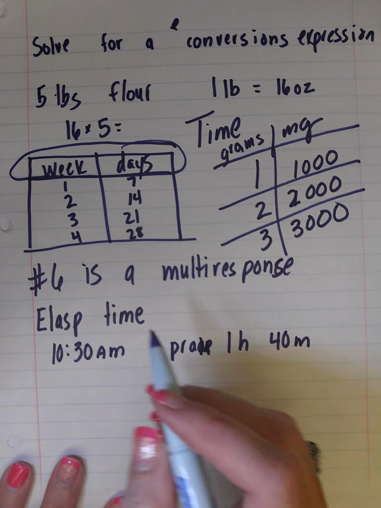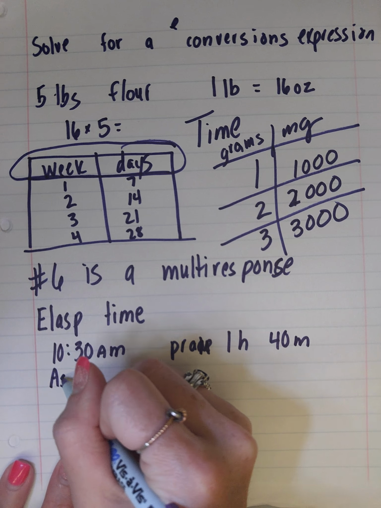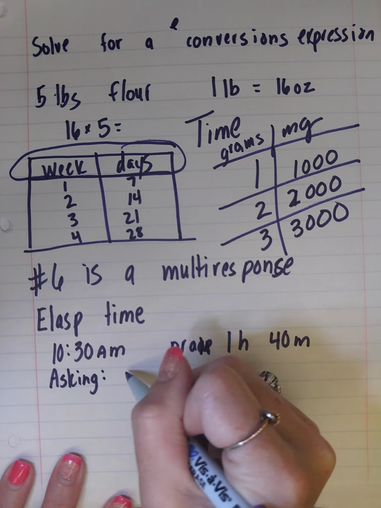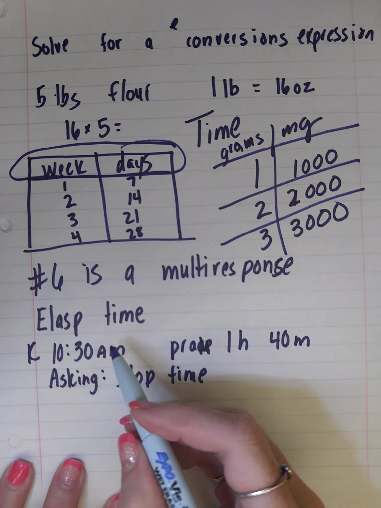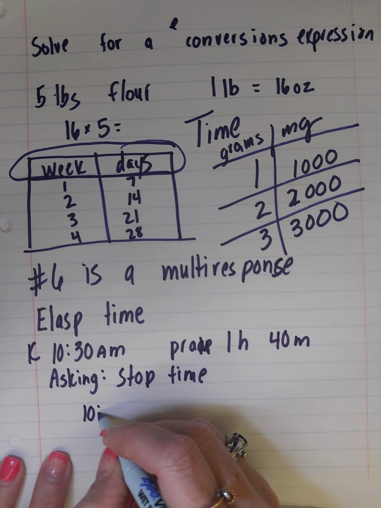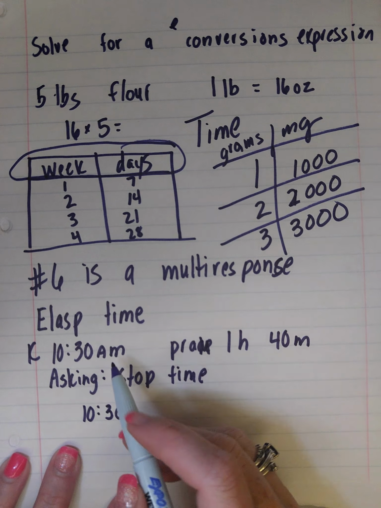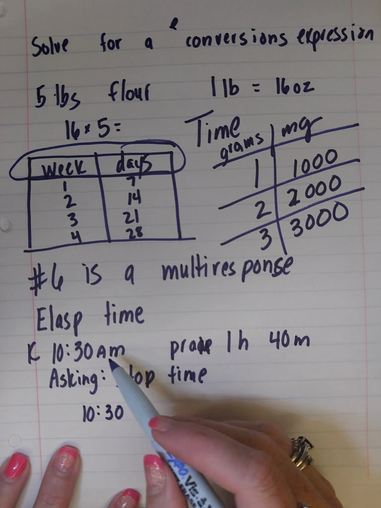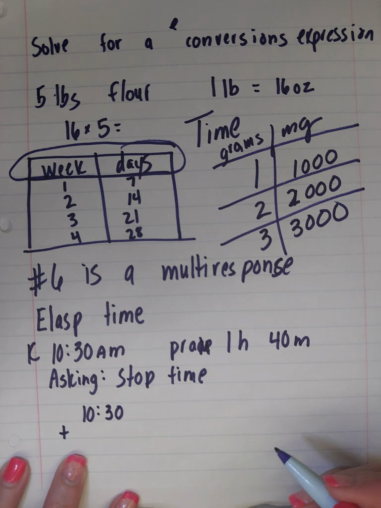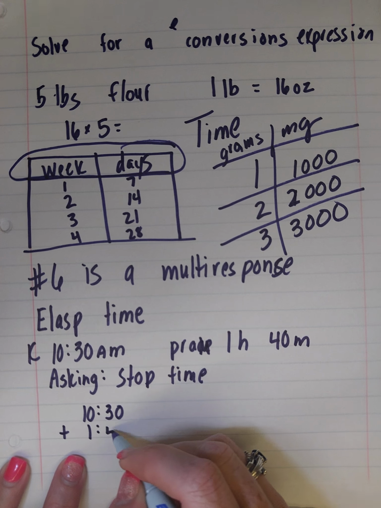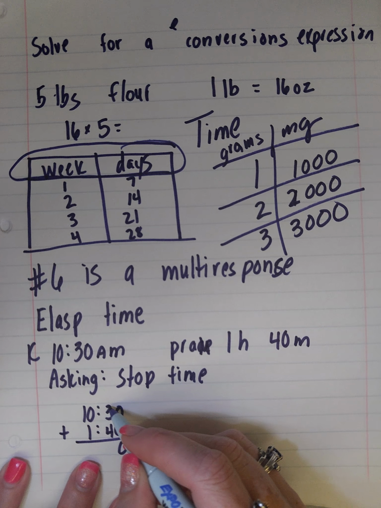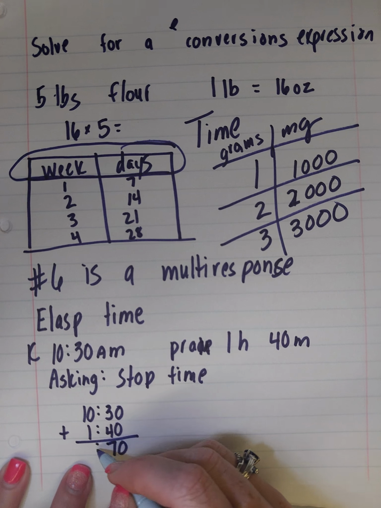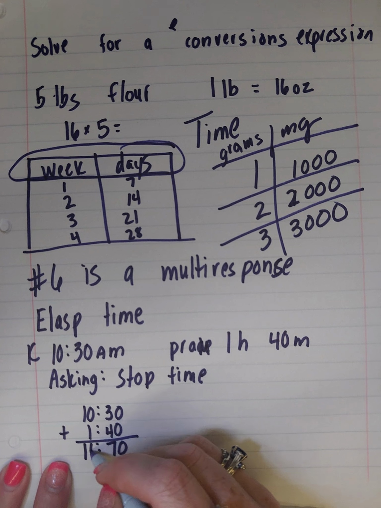So there's a couple of ways I can solve this. So what they're asking is stop time. And this is what I know. I began at 10:30. So I could write it out like this. And since the stop time is after 10:30, I can add 1 hour, 40 minutes. 0 and 0 is 0. 3 and 4 is 7. And 10 and 1 is 11.